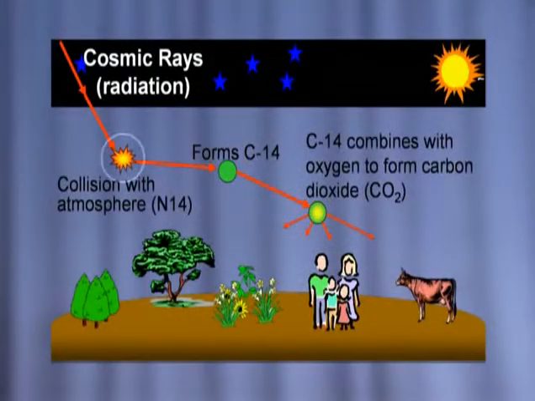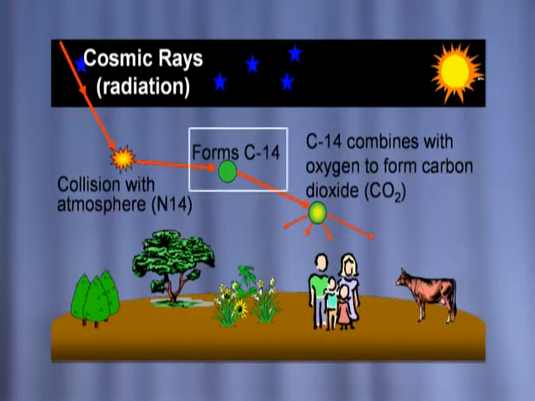Now, how does this happen? Well, first of all, we have these things called cosmic rays coming down from outer space. These cosmic rays come down and bombard our upper atmosphere. Now, what is our atmosphere mostly made out of? Well, it's mostly made out of nitrogen and oxygen. And these cosmic rays come down and bombard the upper atmosphere and with tremendous intensity change some of the nitrogen into carbon-14.